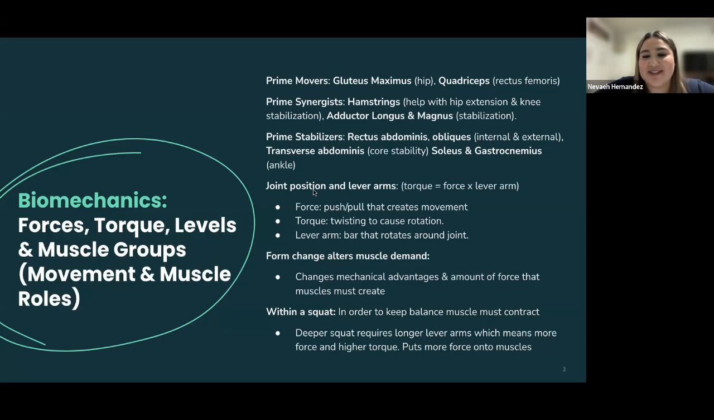The joint position and arm levers are this equation right here. As for force, it would be the push and pull to create the actual movement. For torque, it would be twisting that causes a rotation. And for lever arm, it'd be a bar that rotates around the joint.